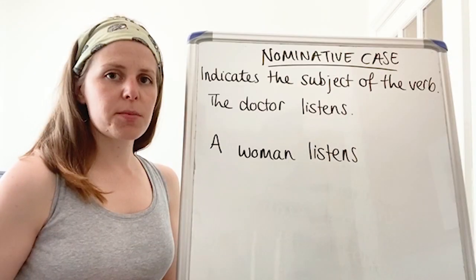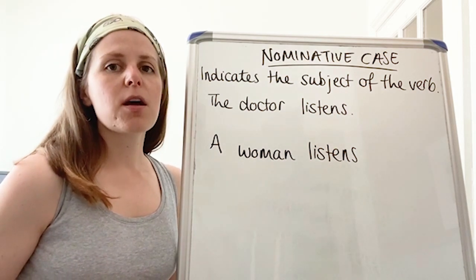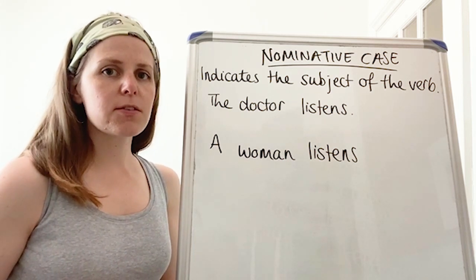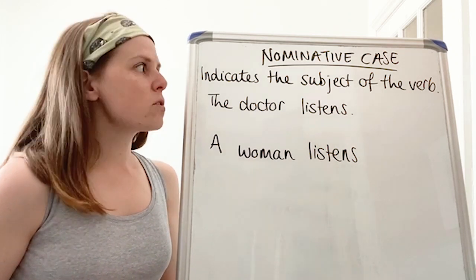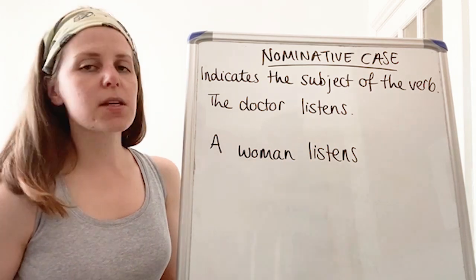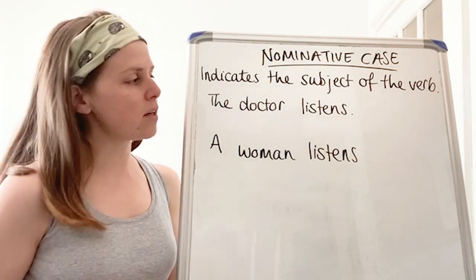So remember that German has got 4 cases: nominative for the subject of the verb, accusative for the direct object of the verb, dative for the indirect object of the verb, and genitive that shows possession. So today we're looking at the nominative case, and I've got 2 example sentences in English here for us to translate so that I can illustrate the nominative case to you.